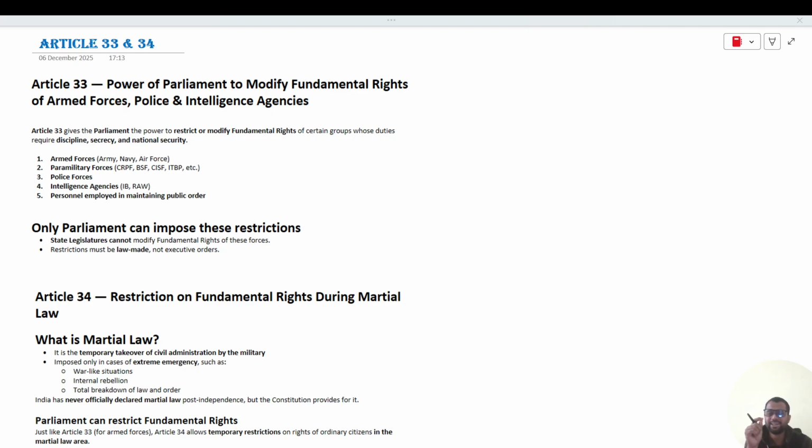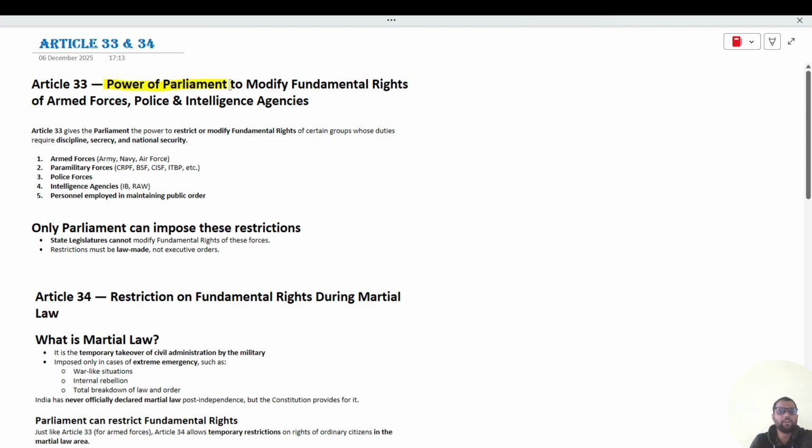Thus, Article 33 is inserted in part third of the Indian Constitution, in the fundamental rights, to balance national security as well as individual rights. That is, neither the individual rights get too much prohibited or restricted, nor the national security should be challenged or risked.